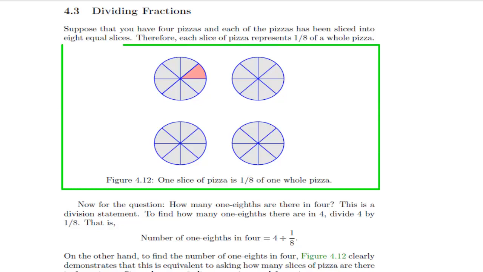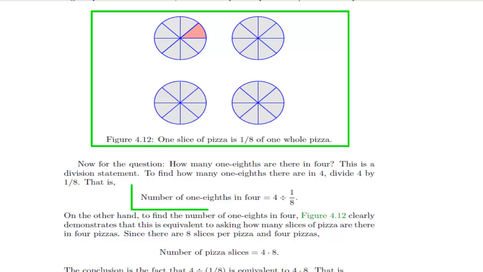Suppose that you have 4 pizzas and each of the pizzas has been sliced into 8 equal slices. Therefore, each slice of pizza represents 1/8 of the whole pizza. Now for the question, how many 1/8 are there in 4? This is a division statement. To find how many 1/8 there are in 4, divide 4 by 1/8. That is, the number of 1/8 in 4 equals 4 divided by 1/8.